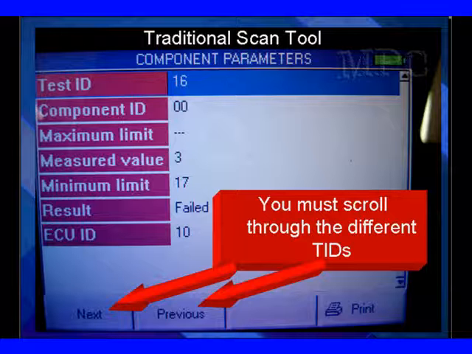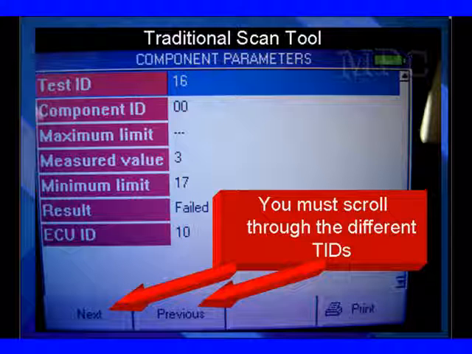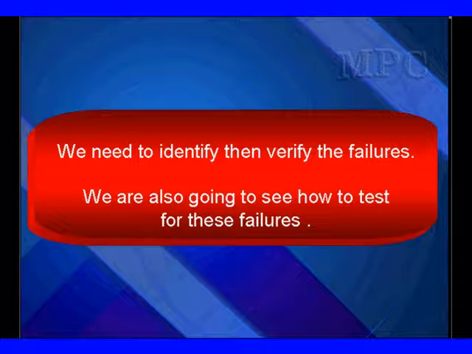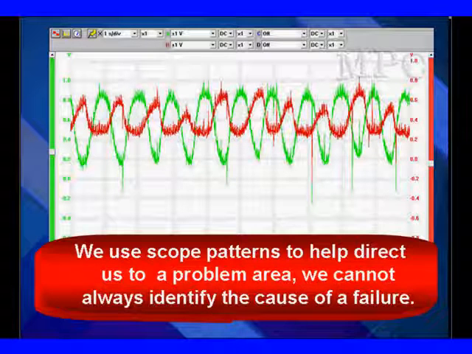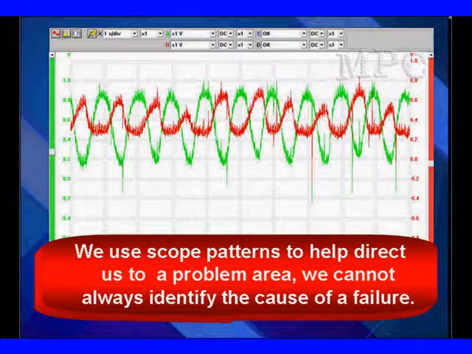Now in the traditional scan tool, you're going to have to scroll through all the screens. They're easier to read. There's more information here. It looks easier laid out, but you have to scroll previous or next to see all the data. Now, we need to identify some of these failures, and we're going to see how to do this using lab scope patterns. We're going to use lab scope patterns to direct us to a problem area.